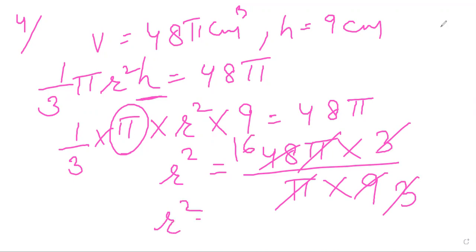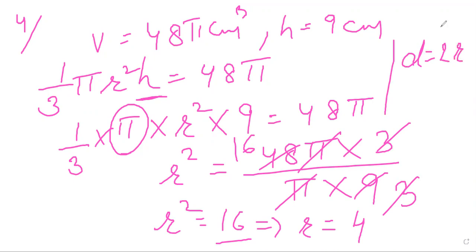R square is equal to 16. This implies r is equal to square root of 16, that is 4. But we have to find out diameter. So diameter is 2 times of radius, that is 2 into 4, 8 centimeter. This was question number 4.